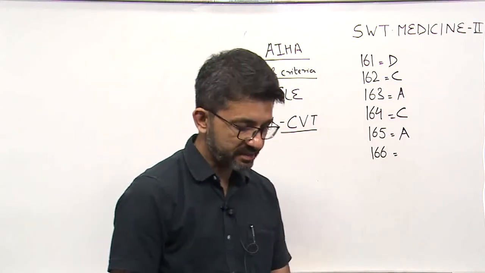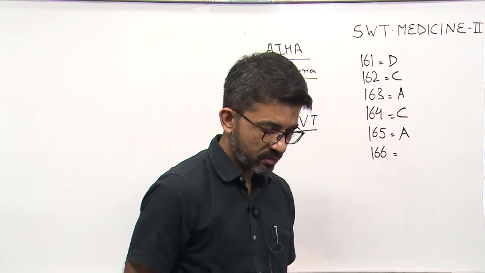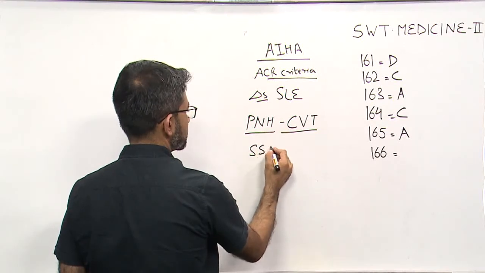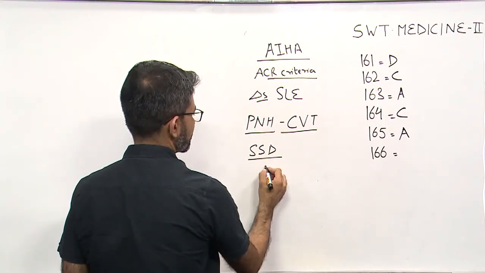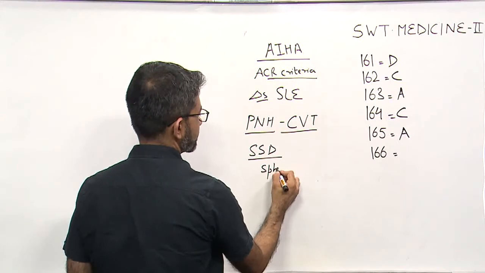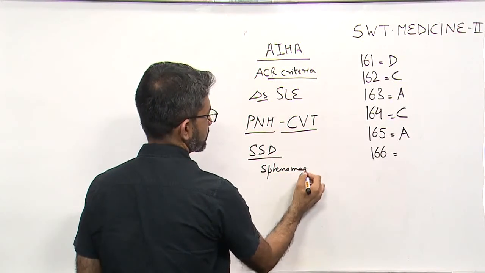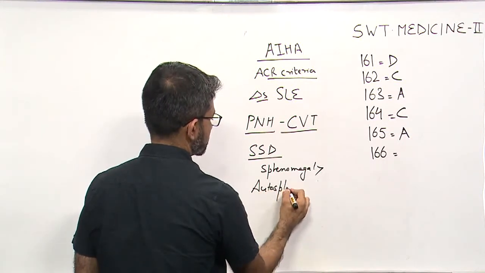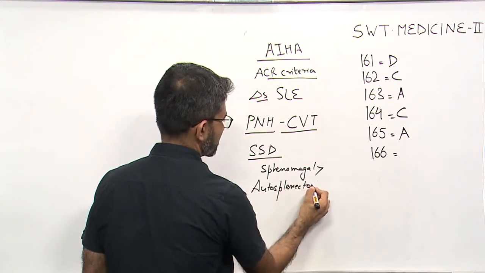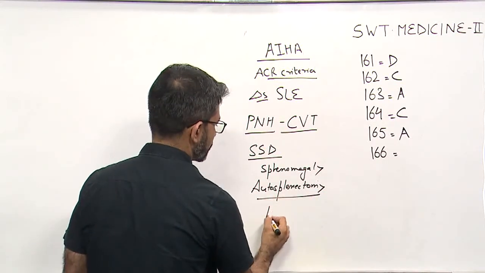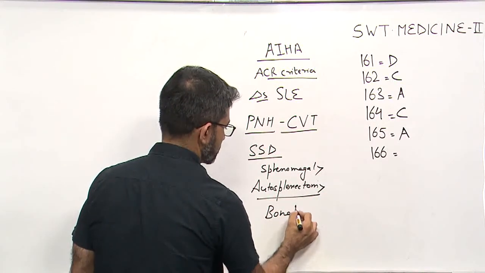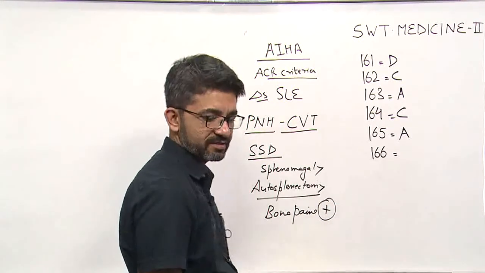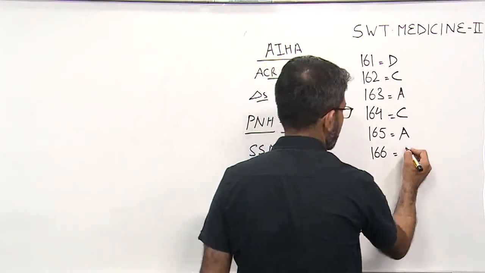Question number 166. In sickle cell disease, you do not have splenomegaly because of autosplenectomy. And definitely bone pains are common. So, the answer for this question is B.